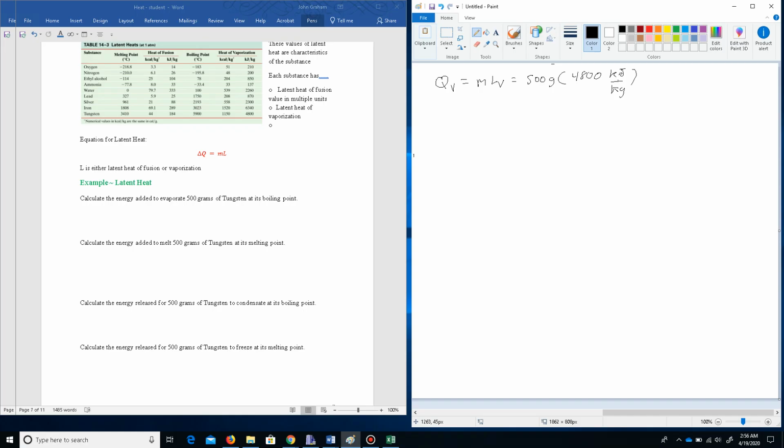Alright, so we could change this to kilograms. That wouldn't be too hard. It would become 0.5, then 4800, and you end up with kilojoules. So that'd be 2400 kilojoules.